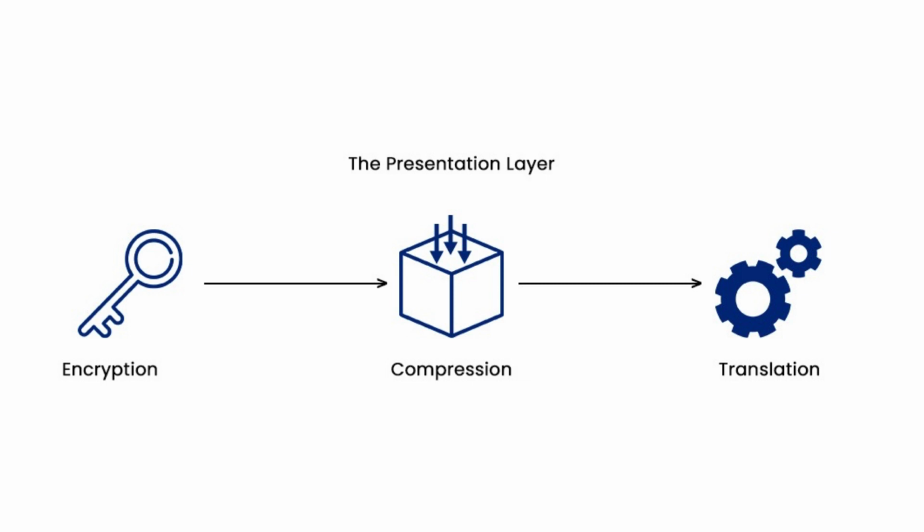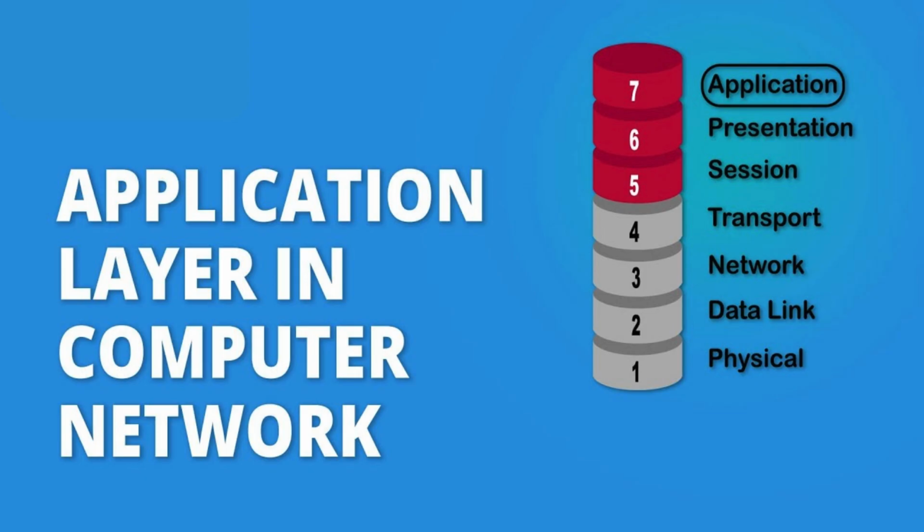So overall, the presentation layer plays a vital role in ensuring the interoperability and compatibility between heterogeneous systems by handling the data formatting, encoding, compression, encryption, and translation. It abstracts the details of data representation from the application layer, allowing the applications to communicate seamlessly across devices across diverse network environments. So now it is time to discuss the application layer.